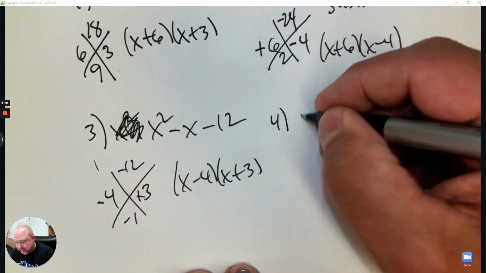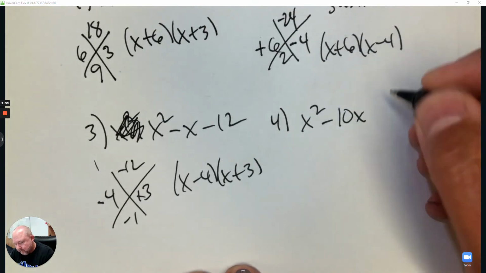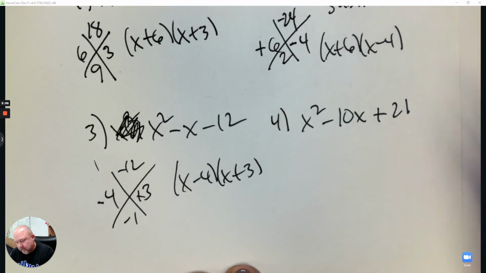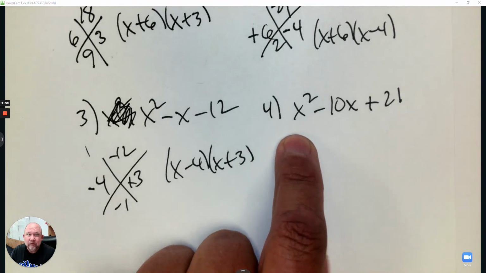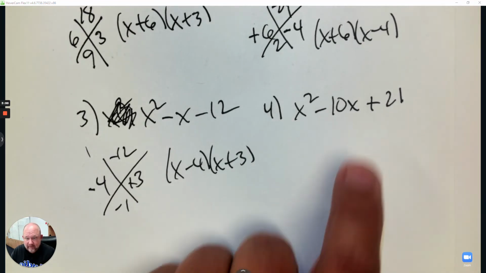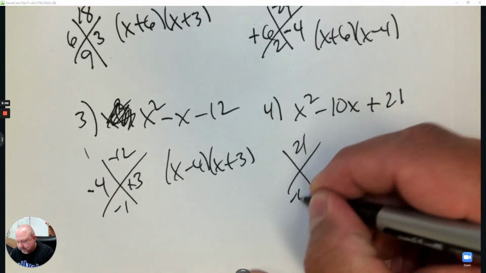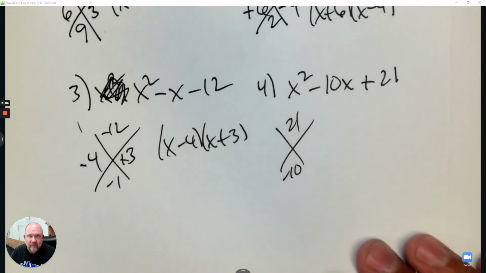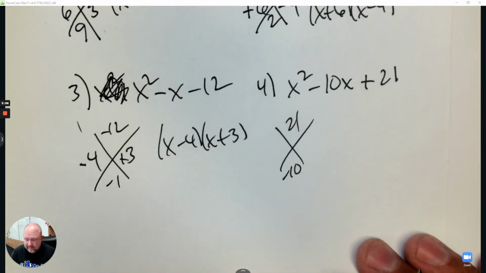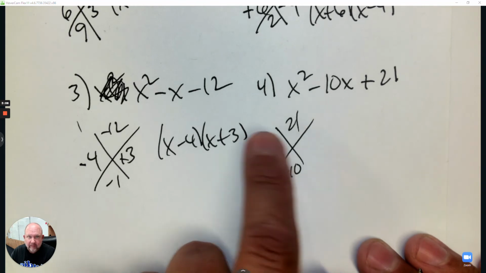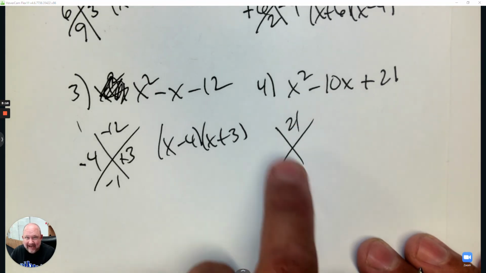All right, last example here. So write down x squared take away 10x plus 21. We're going to set this up. Now notice in this case the top number, 21, is positive. So we're adding. So what two numbers multiply to 21 and they add to 10?